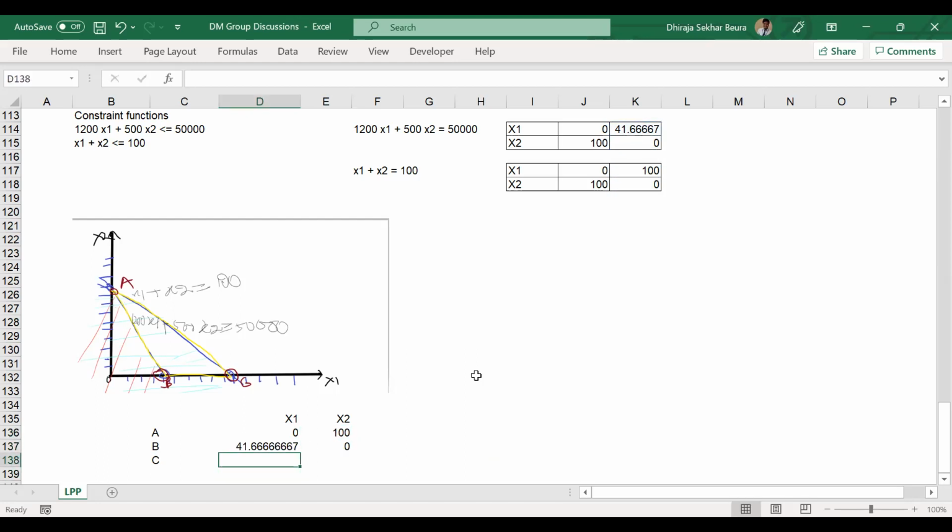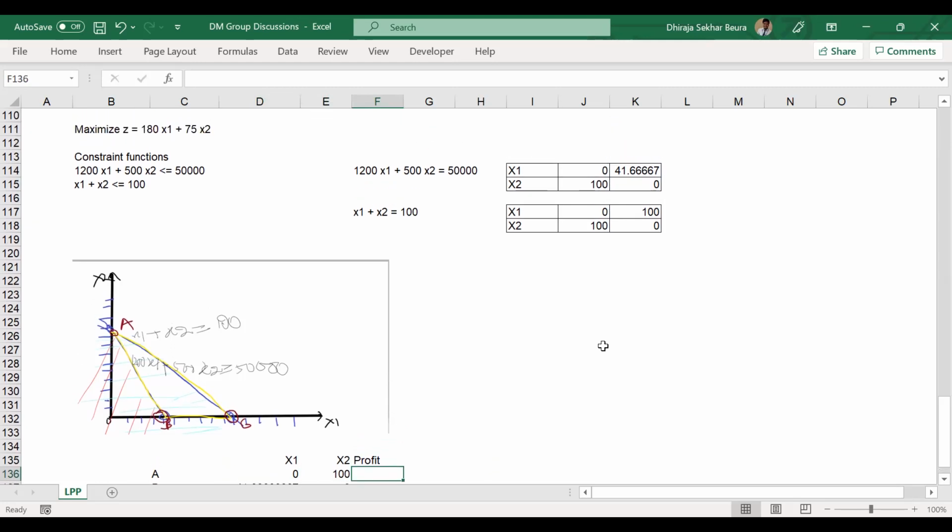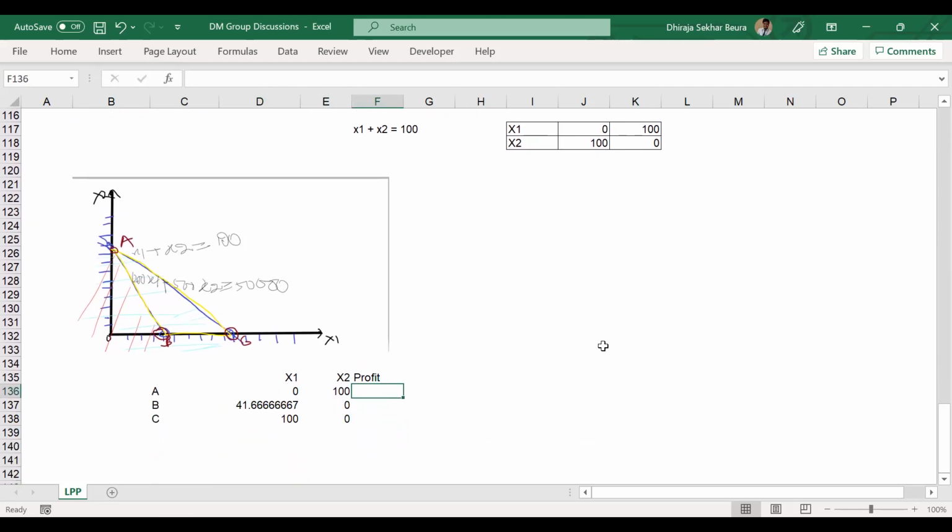So, and C is 100 and 0. Yes. Profit is 180 x1 plus 75 x2, which is 180 into x1 plus 75 into x2. I'll just simply copy paste. That becomes 18,000, which is our final answer.